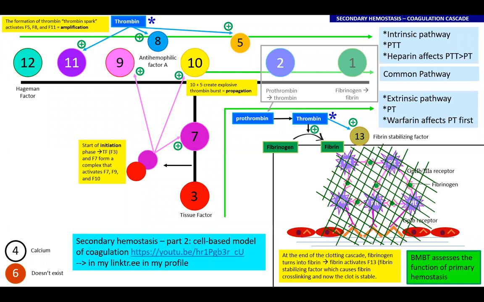So once you have this framework in your mind, I recommend that you go to, there's lots of good videos on YouTube, but the one that I like is called Secondary Hemostasis, Part 2, Cell-Based Model of Coagulation. It's also linked in my link tree. I think that will help you understand more how it's actually happening in the body, like it's happening on the cells and on the tissue and on the platelets. And that's what's bringing all these factors together. So it'll give you a better idea of how this is happening in the body.